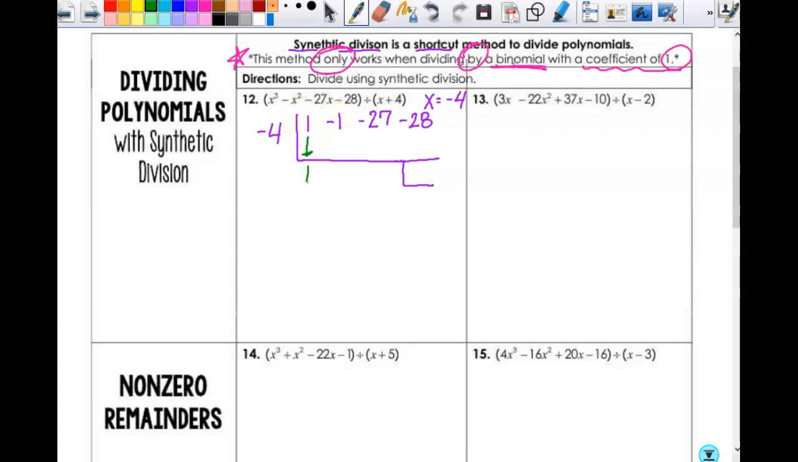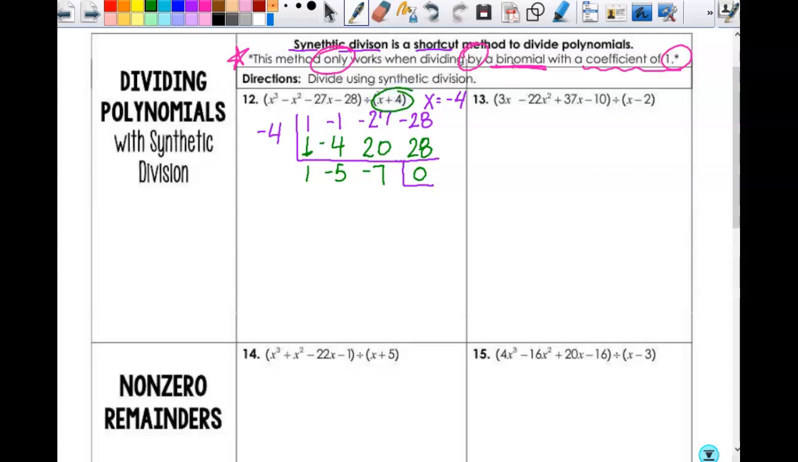All right, so now we take this first term here and we just bring it straight down. It's a 1. Then you take the number that's on the outside, this negative 4, multiply it by this 1. That gives you negative 4. Put it right there. Then you combine vertically. So these two together give me a negative 5. Then I do that again. Negative 4 times negative 5 gives me a positive 20. Then I combine vertically. Get negative 7. Negative 4 times negative 7 is a positive 28. When I combine these, I get 0. Now, your remainder will not always be 0, but if your remainder is 0, what that tells you is that this is a factor of that polynomial.